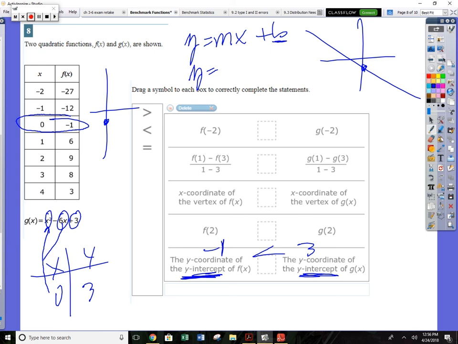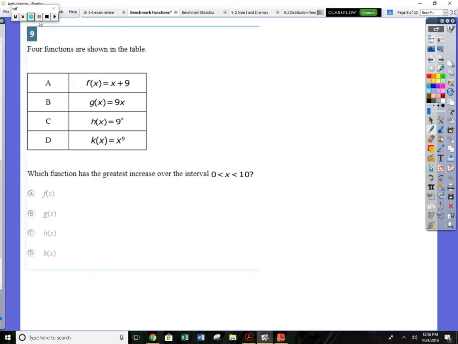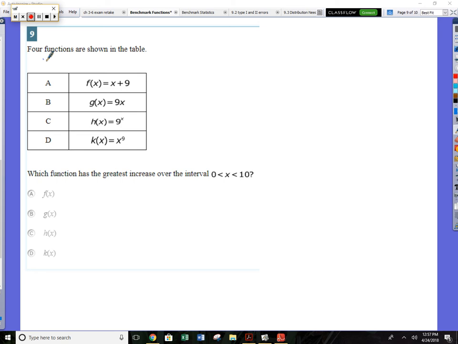Okay. Now, number 9. You got 4 functions. Function A, function B, function C, function D. F, G, H, K. Which of these functions has the greatest increase from the interval x is 0 to 10? So you're looking on the x-axis. They want you looking right here. So on the x, this is 0, this is 10. From 0 to 10 on the x, which one of these has the greatest increase?